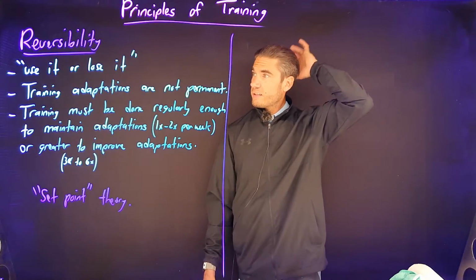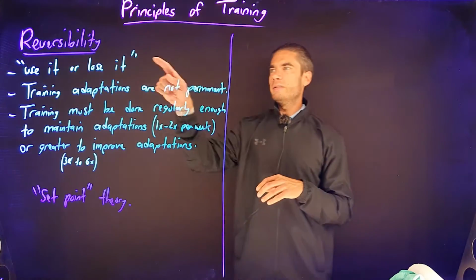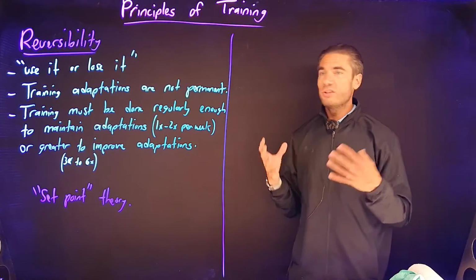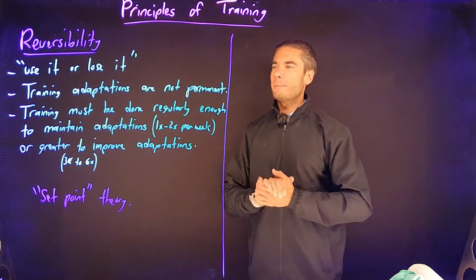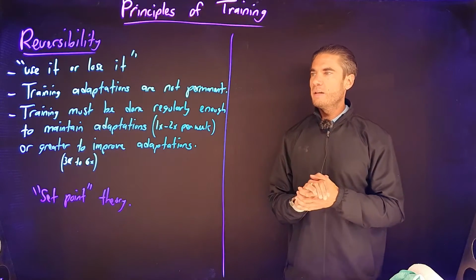All right, so our third one is looking at reversibility. And the typical saying that goes along with it is use it or lose it. So training adaptations are not permanent.